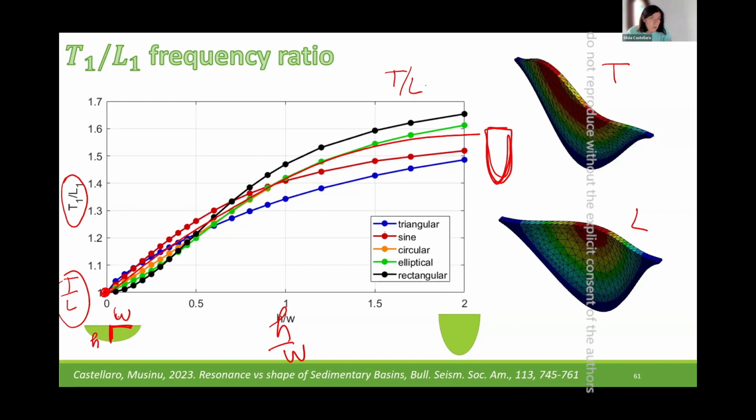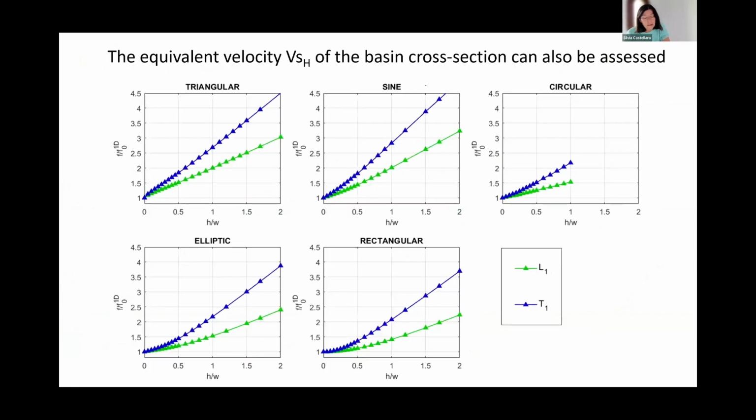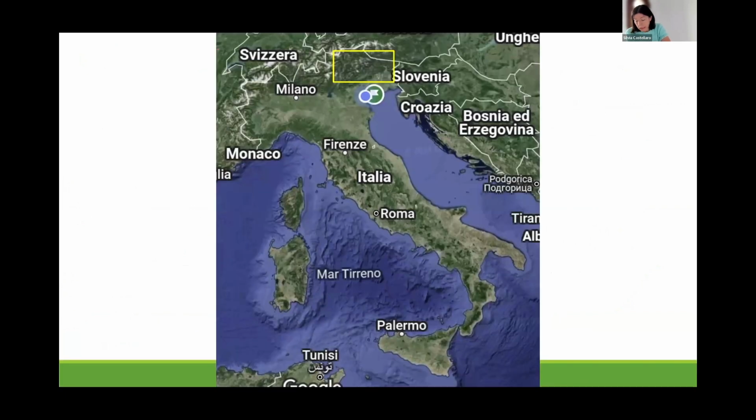And since assessing transversal and longitudinal frequencies is quite easy, as I'll show you in a while, you have an immediate indicator of the aspect ratio of your basin, just by comparing the transversal and longitudinal modal frequencies. We provided a number of other plots. Now I don't want to go into detail with this. We've also provided a number of plots that let you assess the equivalent velocity of your basin. Again, by using this modal frequency ratio, you can have an estimate of the equivalent VS over VP of your basin. And I'll show you a couple of examples, so maybe it's easier to understand.